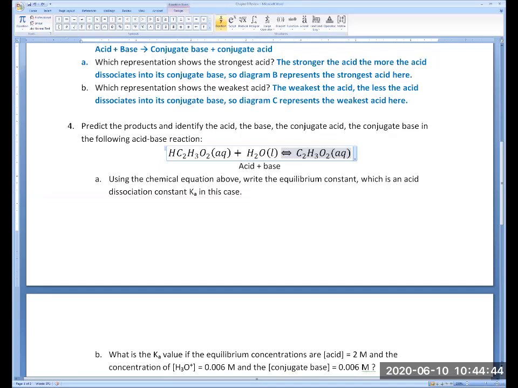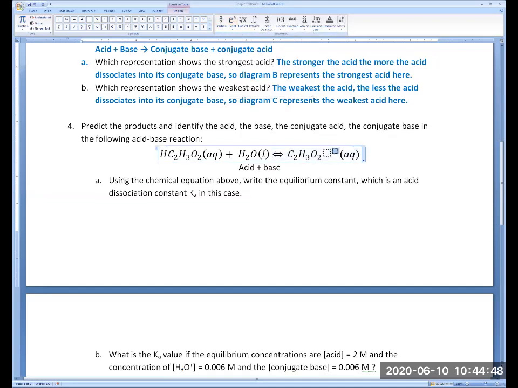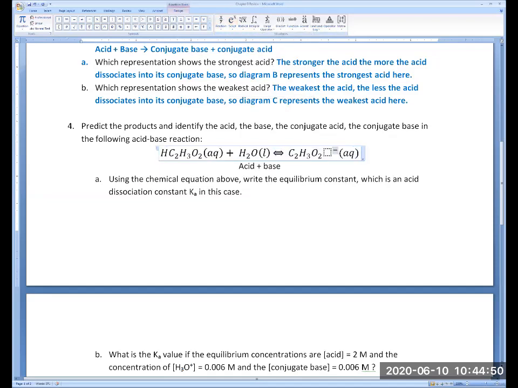It's hard to put down a negative charge. Okay, so negative here, and put this whole thing here. So this is the acetate ion. So acetic acid becomes the acetate ion when it donates its proton.